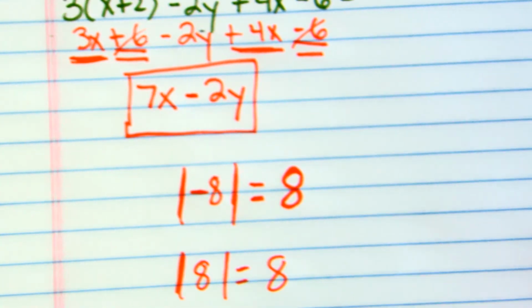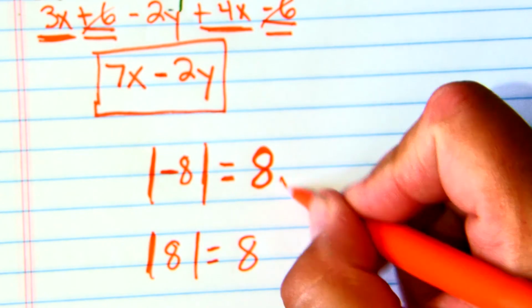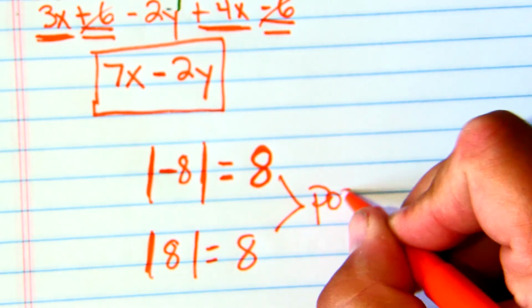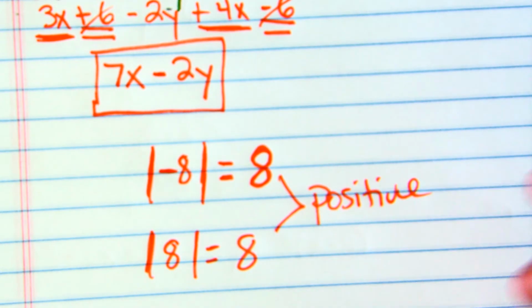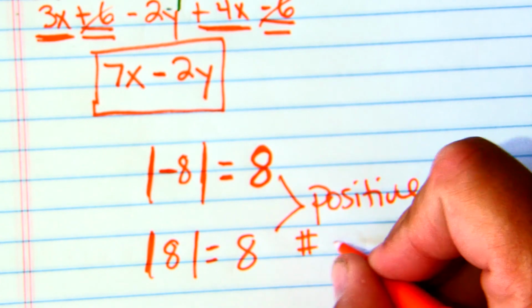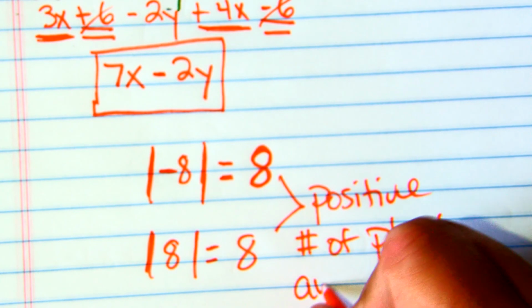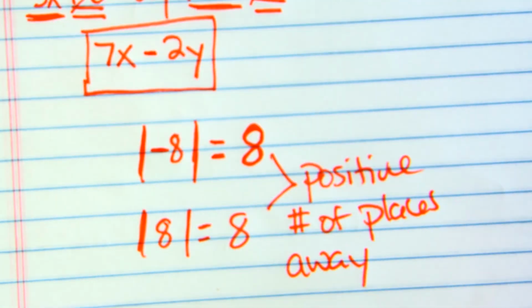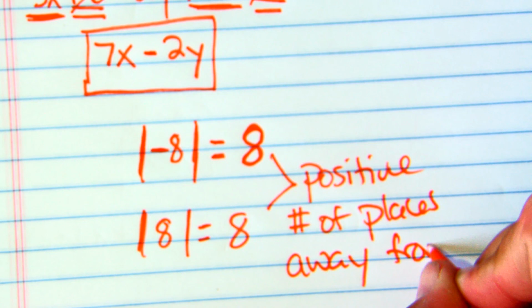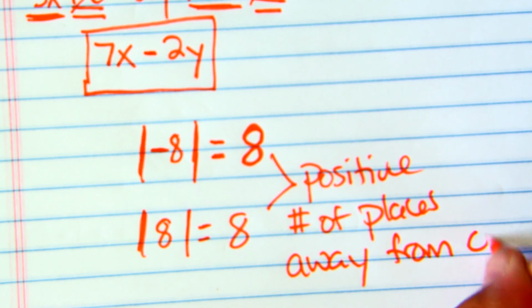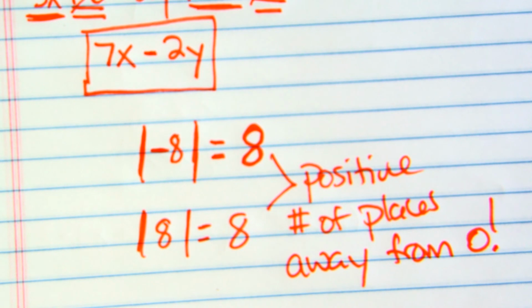So absolute value, what you need to know about that is the absolute value is always positive, and it's the number of places away from 0. And that's what we're looking for in absolute value. It's positive number of places away from 0.